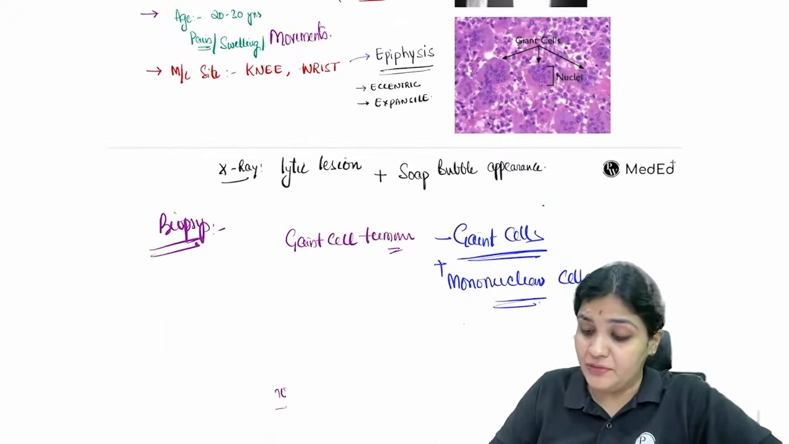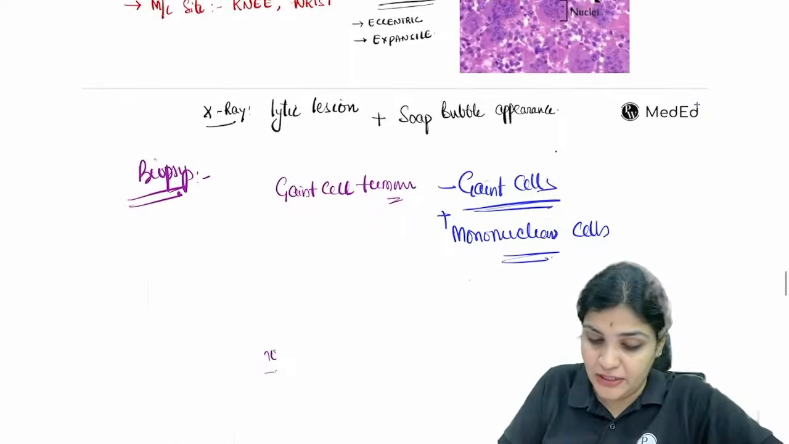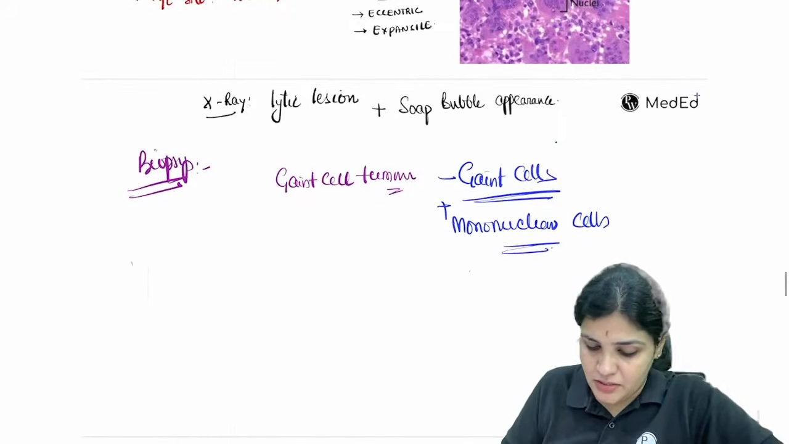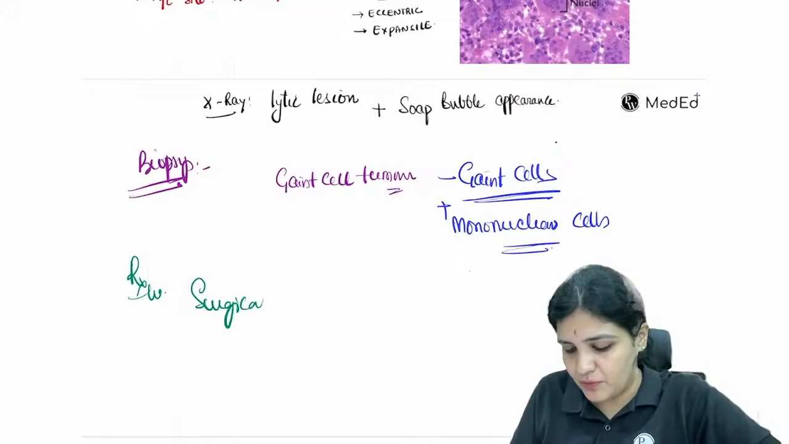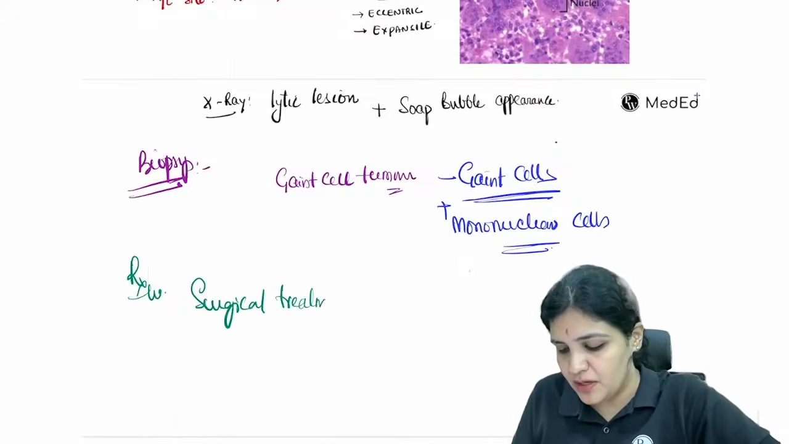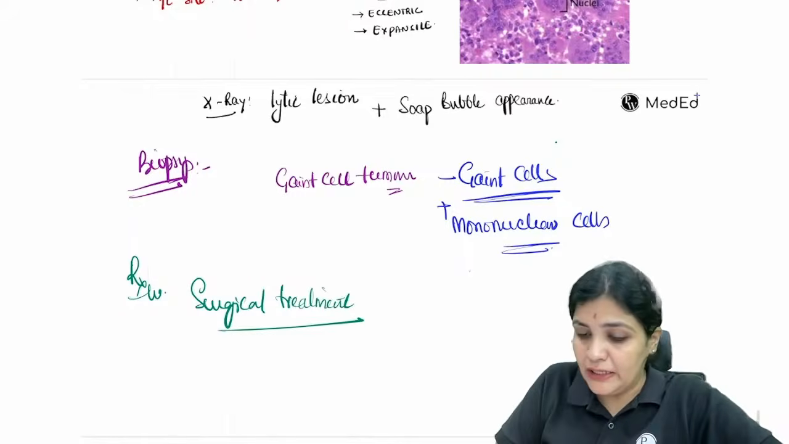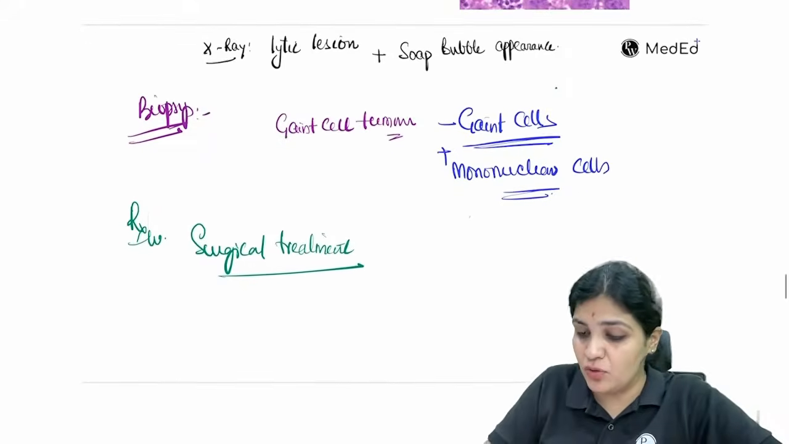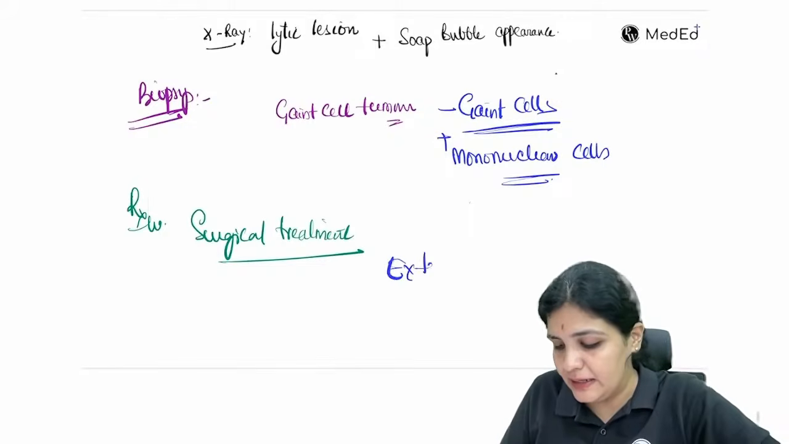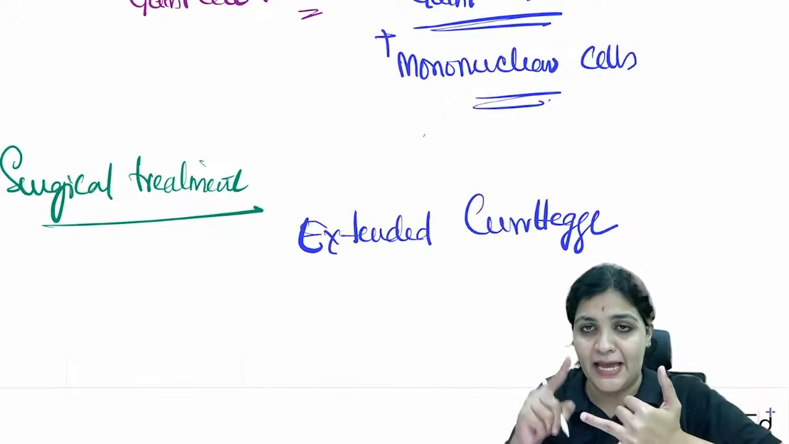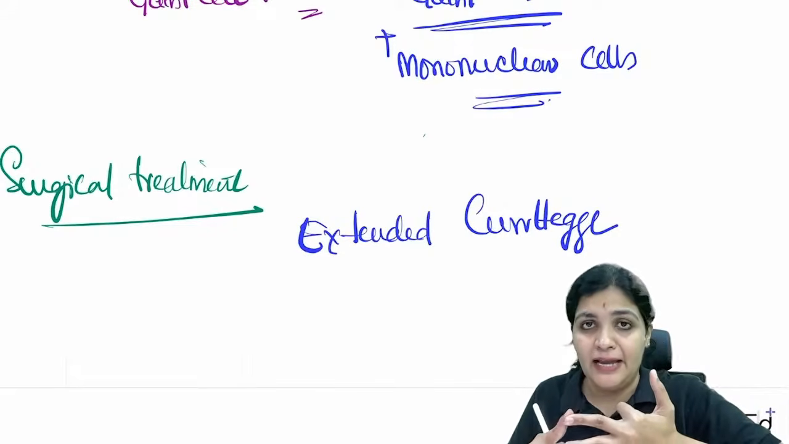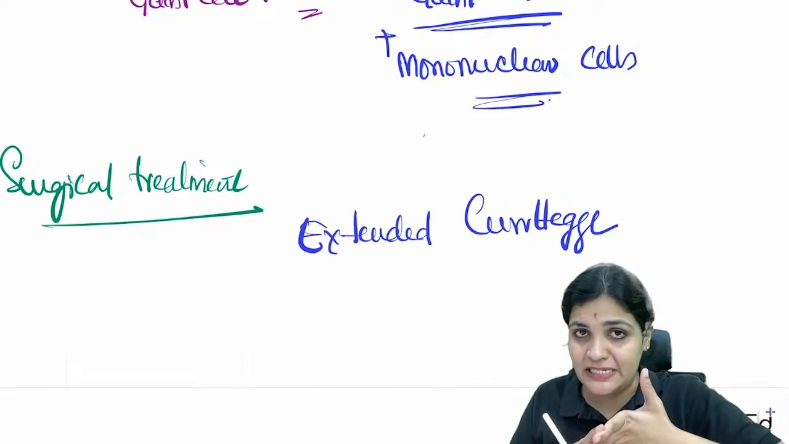And now the treatment. The treatment is usually surgical. What is the surgical treatment we are going to do for giant cell tumor? We are going to do curettage, an extended curettage. If you see all the E's, it is in the epiphysis, eccentric, expansile, right? And then we are going to treat it with extended curettage.